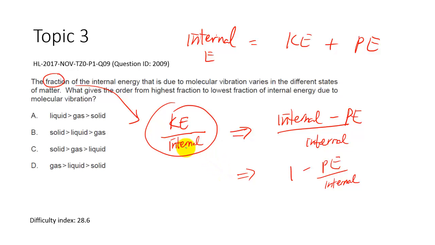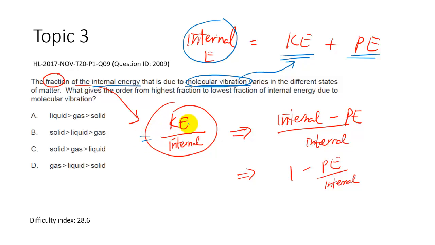Topic 3, next question. This question may sound quite confusing, but the first thing that you have to recall is the idea of internal energy in thermal physics, of course, in microscopic view is composed of KE and also PE. And when we talk about the fraction here of internal energy that is due to the molecular vibration, this is referring to KE actually. So the fraction that we are referring to basically is KE over the internal energy. And if that's a bit too difficult for you to think, what you can do is take KE as the internal energy minus the PE instead. And that will give you 1 minus the PE over the internal energy.